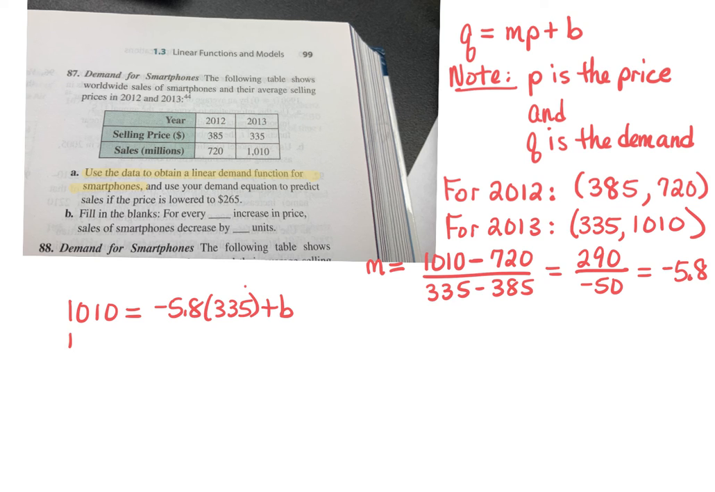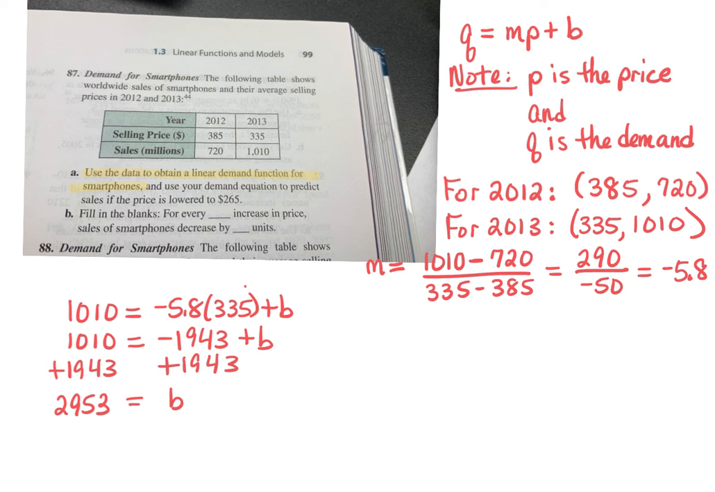And then you got it. So 1,010 equals what's negative 5.8 times 335? Negative 1,943. Say it again. Negative 1,943. Good. Plus B. Then what do we need to do to both sides? Good. So add this to both sides. And then we get B equals what? 2,953. Good.